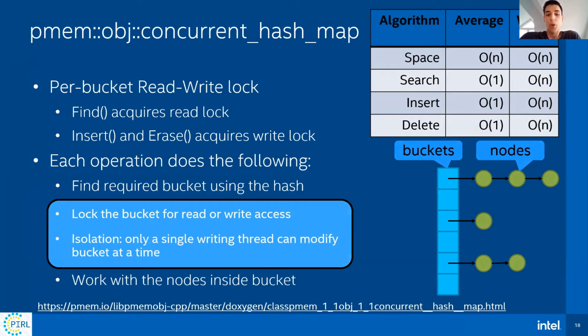It uses a per bucket read-write lock to guarantee thread safety of the insert, erase, and find methods. So each operation in concurrent hash map does the following. It finds the required bucket using the hash, locks the bucket, and works with it under the lock. We solve collisions in this data structure using chaining.